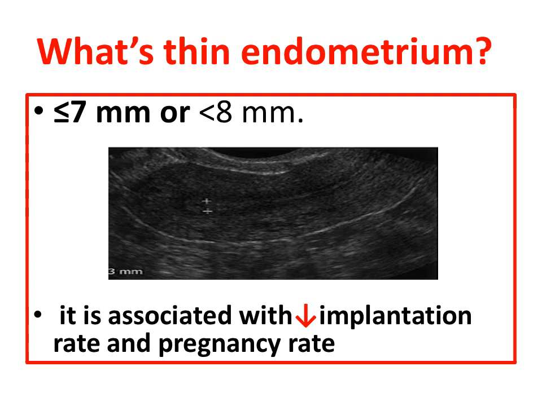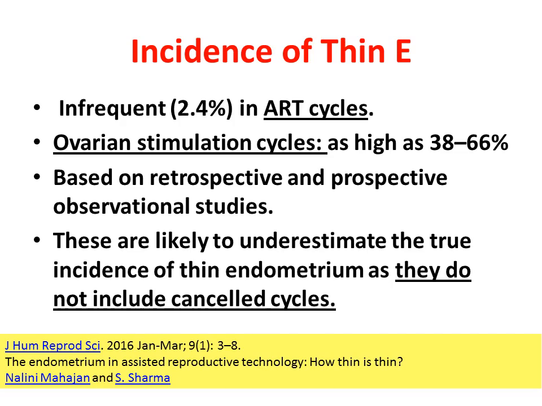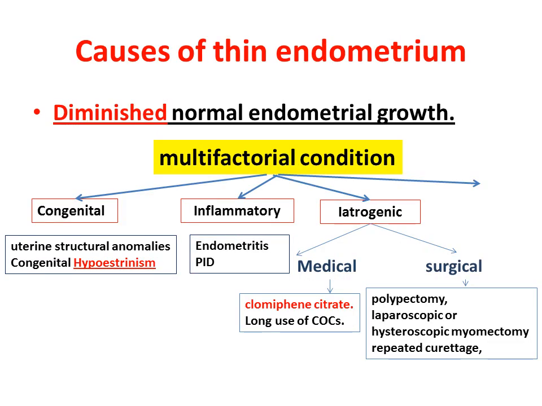In all cases of thin endometrium, there is an association with decreased implantation. The recommendation mentions that the incidence of thin endometrium varies between 2.4 and up to 66% in retrospective and prospective observational studies, and most of the studies did not include cancelled cycles, so the actual incidence of thin endometrium is not clear. What is the cause of thin endometrium? Why do some women have thin endometrium?